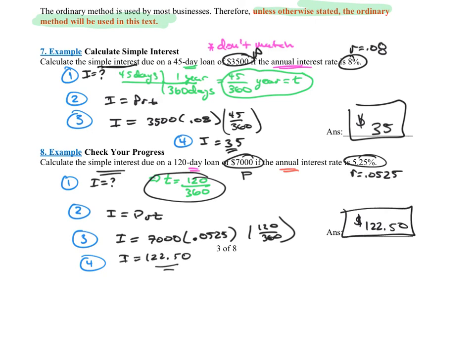It's either whole dollars with no decimal places or 2 decimal places. Those are the only 2 options with money. No decimal places or 2 decimal places. Okay? So is that $122 reasonable? Yes. $7,000, a small portion of that is going to be interest. Seems reasonable to me.